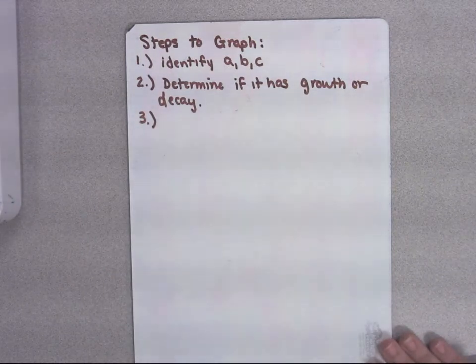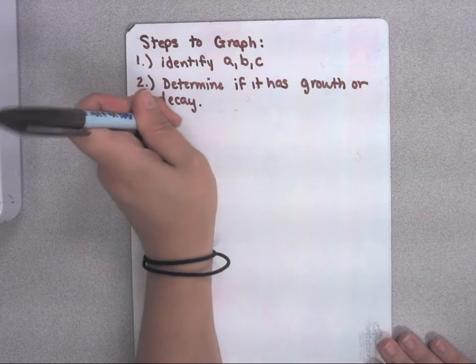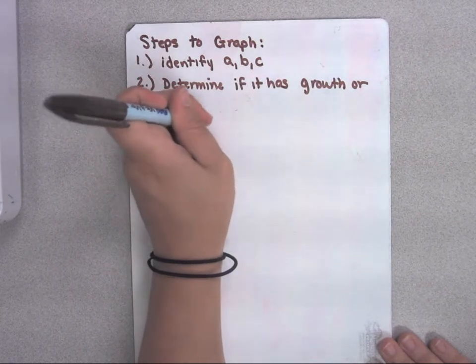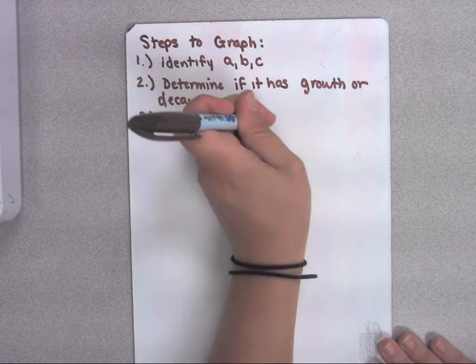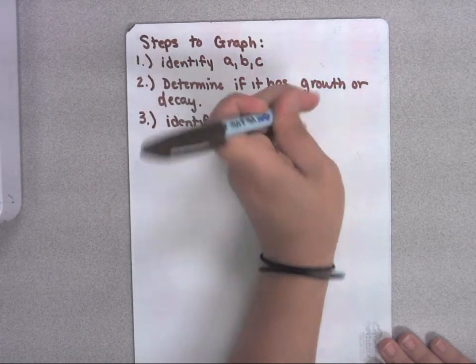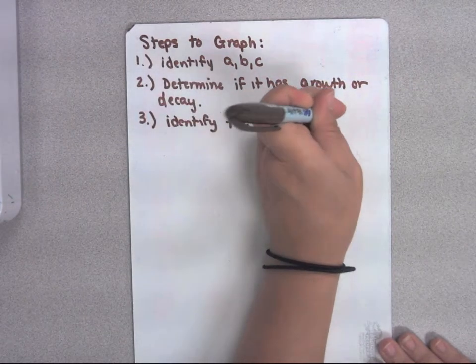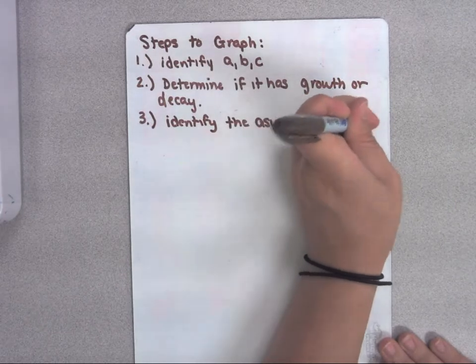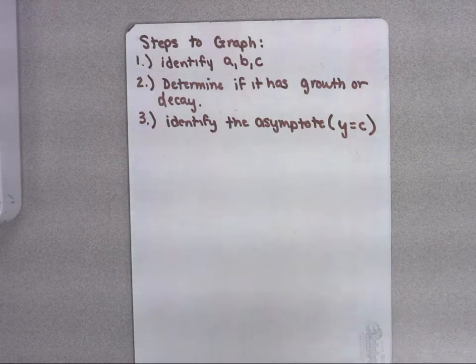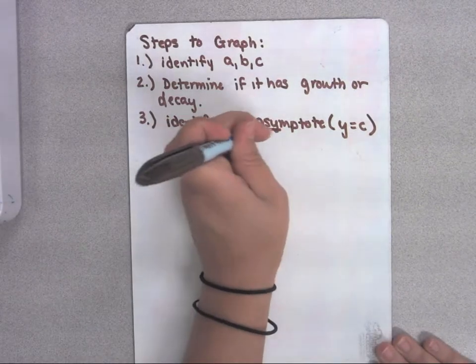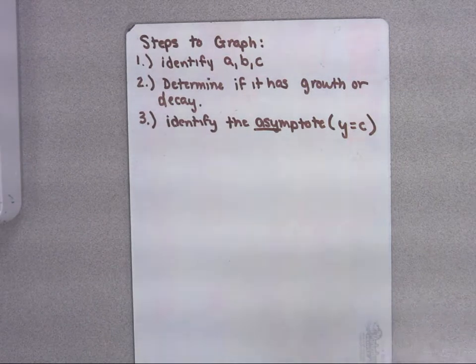Step 3, identify the asymptote. Remember, it's y equals c, whatever that is. Y equals whatever c equals. So you would have to write the answer asymptote or abbreviate it. I just abbreviate ASY. Y equals whatever number.